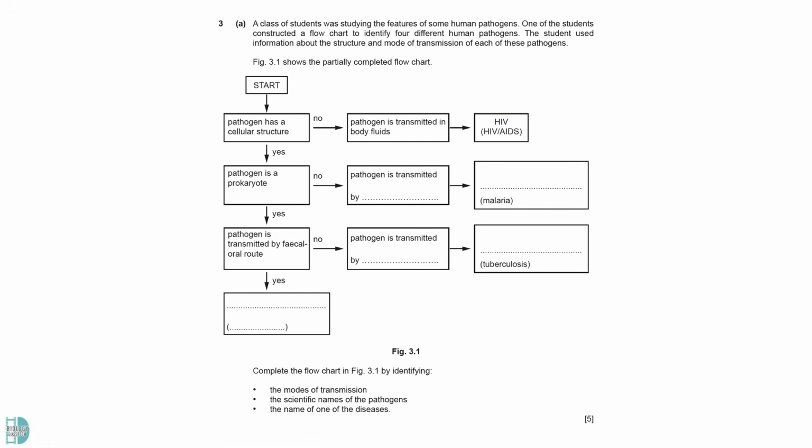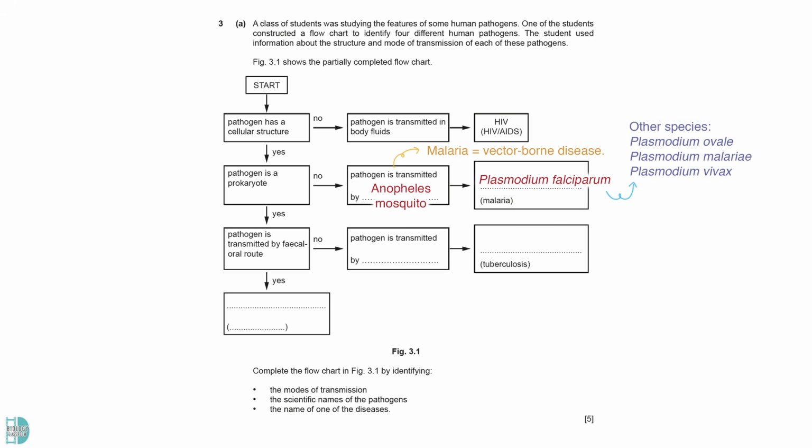3a shows a flowchart to identify infectious diseases. Malaria is a vector-borne disease. It is transmitted by the female Anopheles mosquito. 4 main species of Plasmodium can cause the disease. Any one of the names can give you the mark.